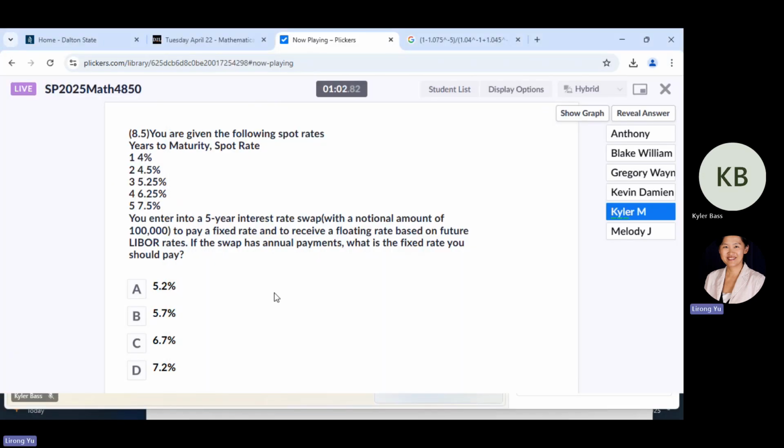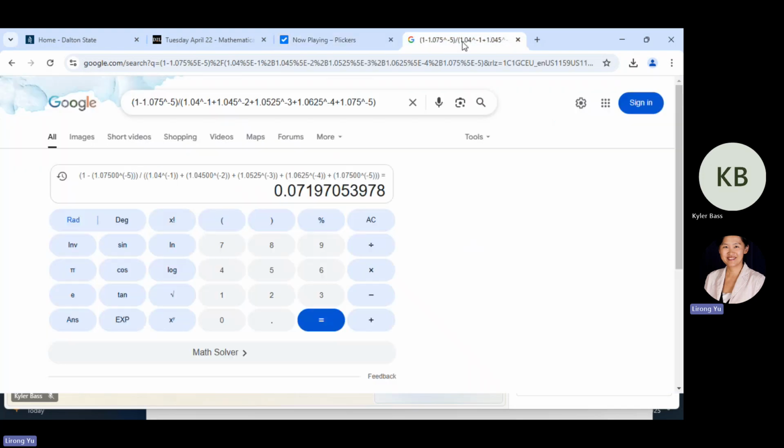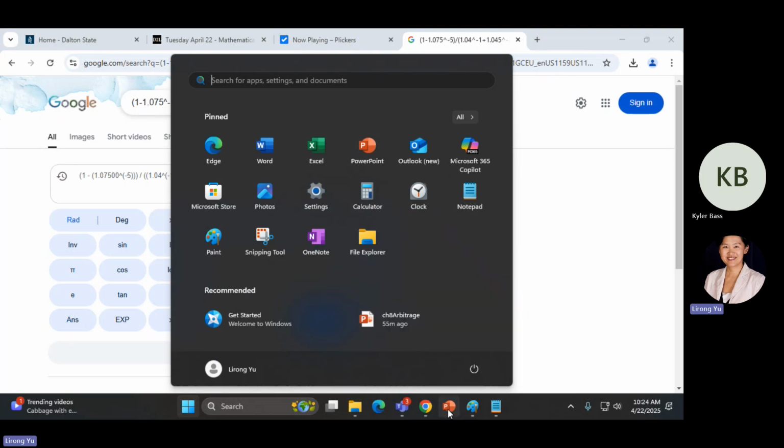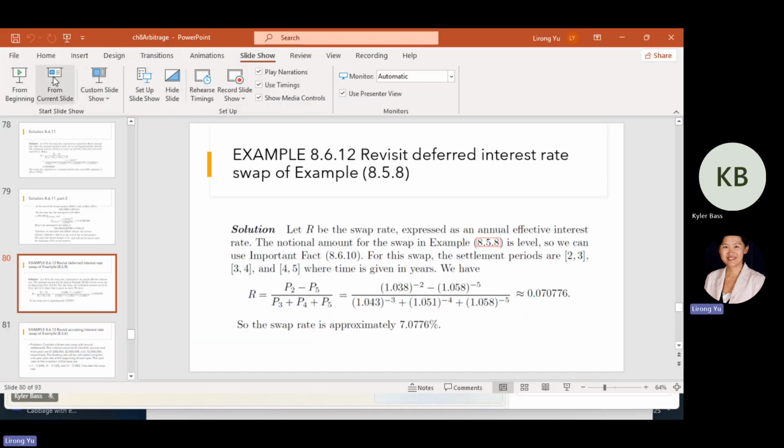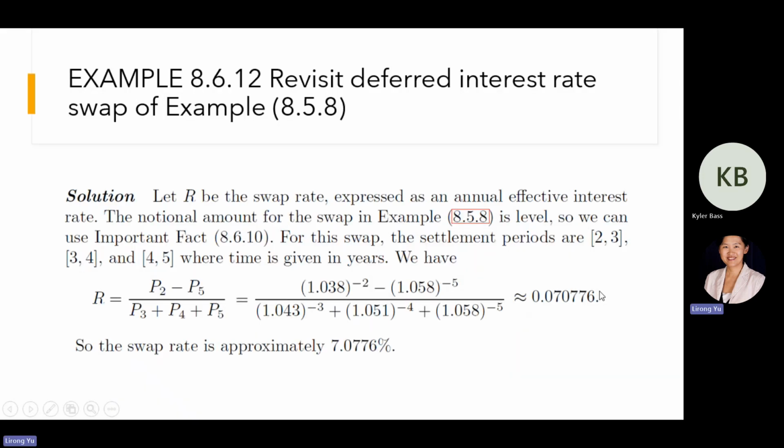You have your answer. Yes, I think it's roughly 7.197, so around 7.2%. That's the swap rate example. I think it explained how to calculate the swap rate. It's a little bit quicker, and this way you don't have to do the full rate calculation. Even though the full rate is helpful, we don't always have to calculate it.